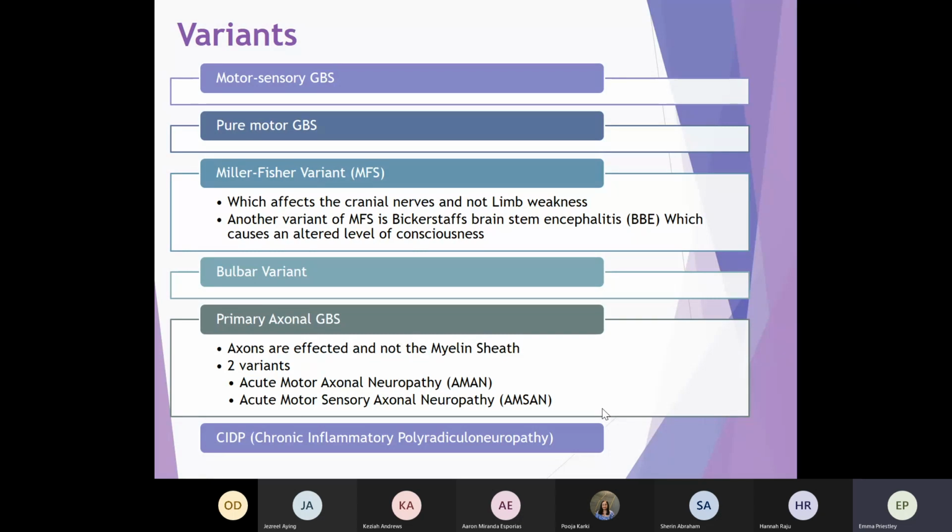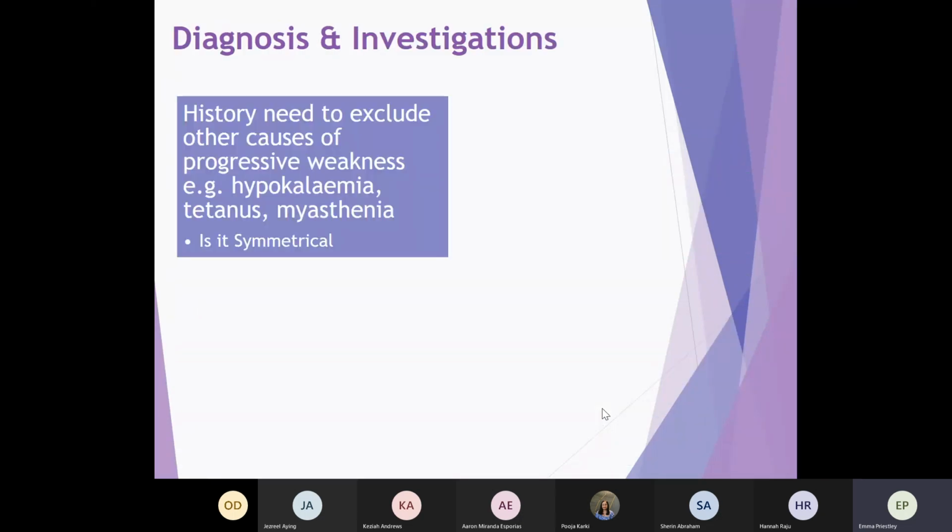So the main one that you see is the ascending typical presentation of Guillain-Barre, but you do get the Miller-Fisher as well. And this CIDP is, you know, rare. And can you imagine getting Guillain-Barre again and again and again? It's just awful. So you do have to find out and exclude other causes. So is there something else that's causing this weakness?